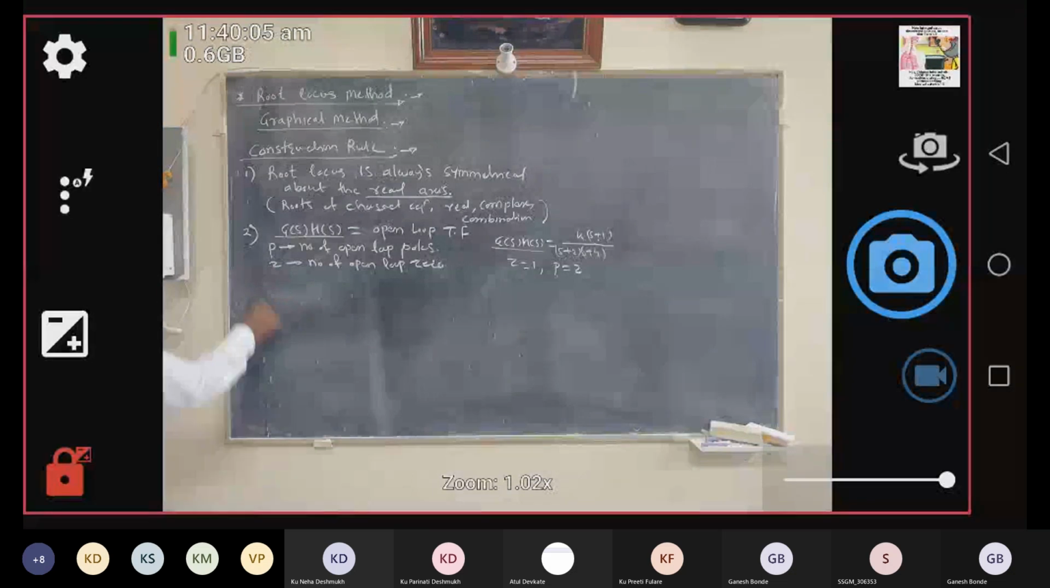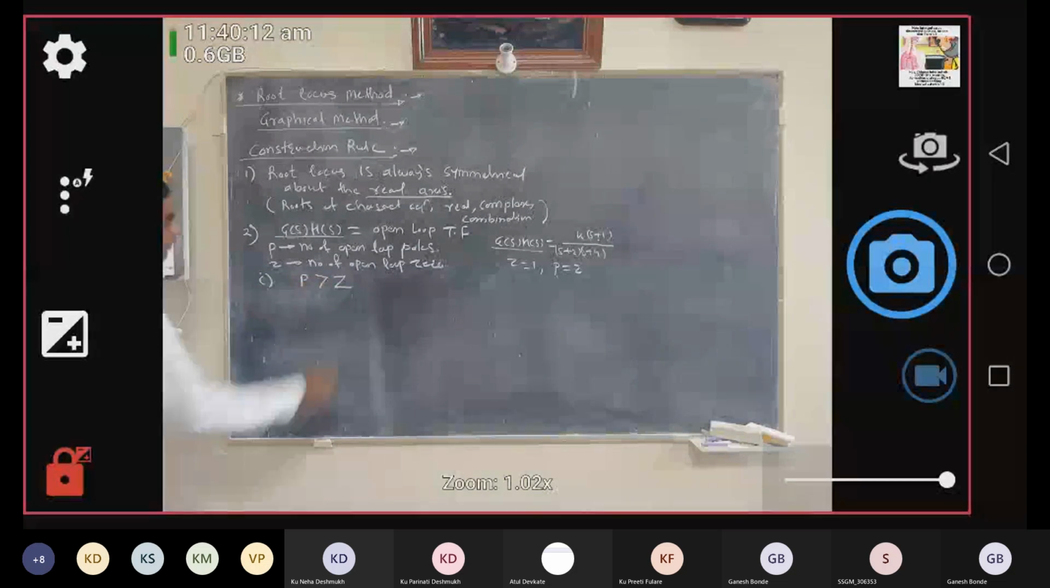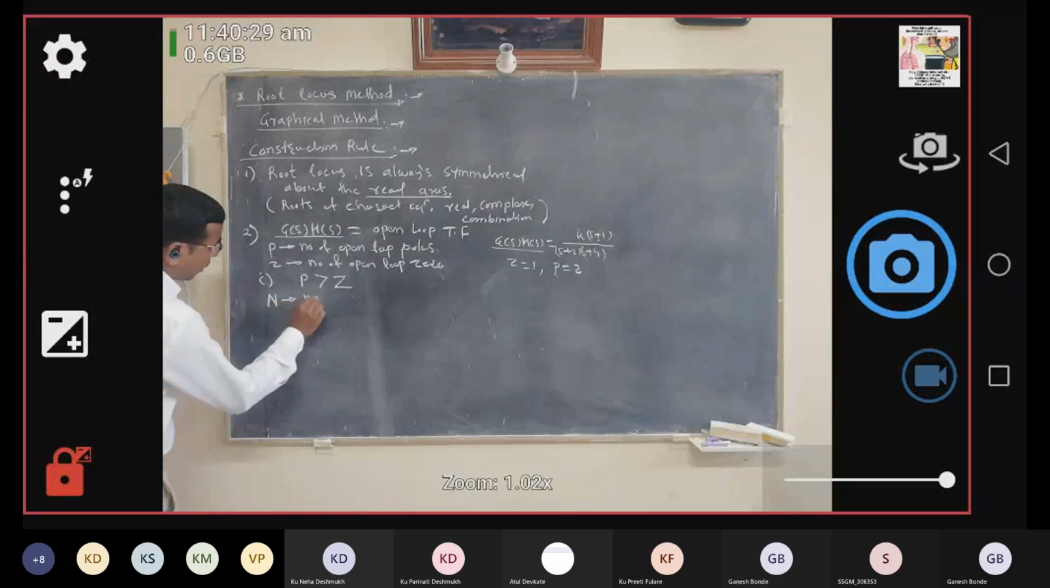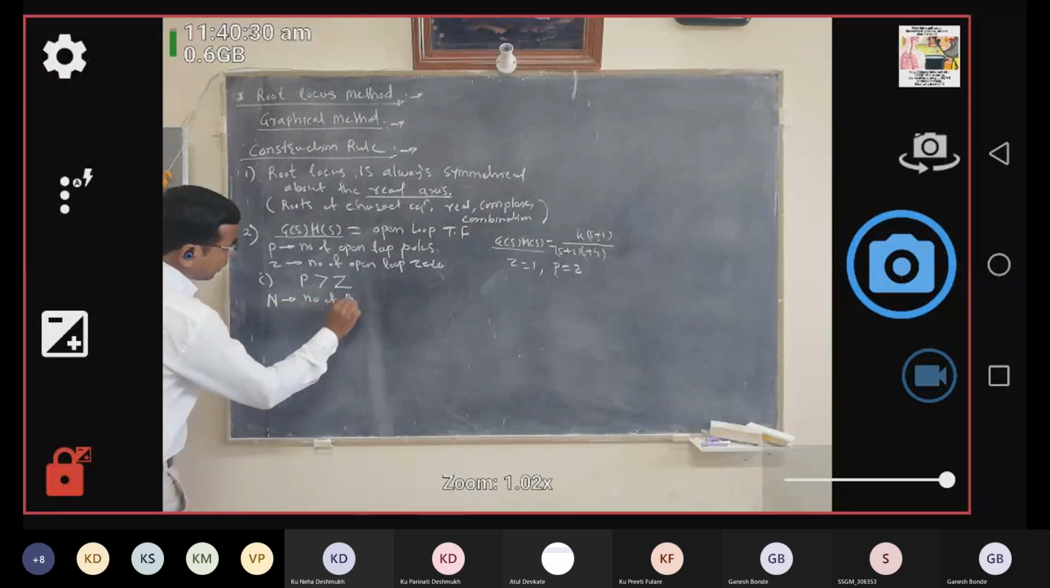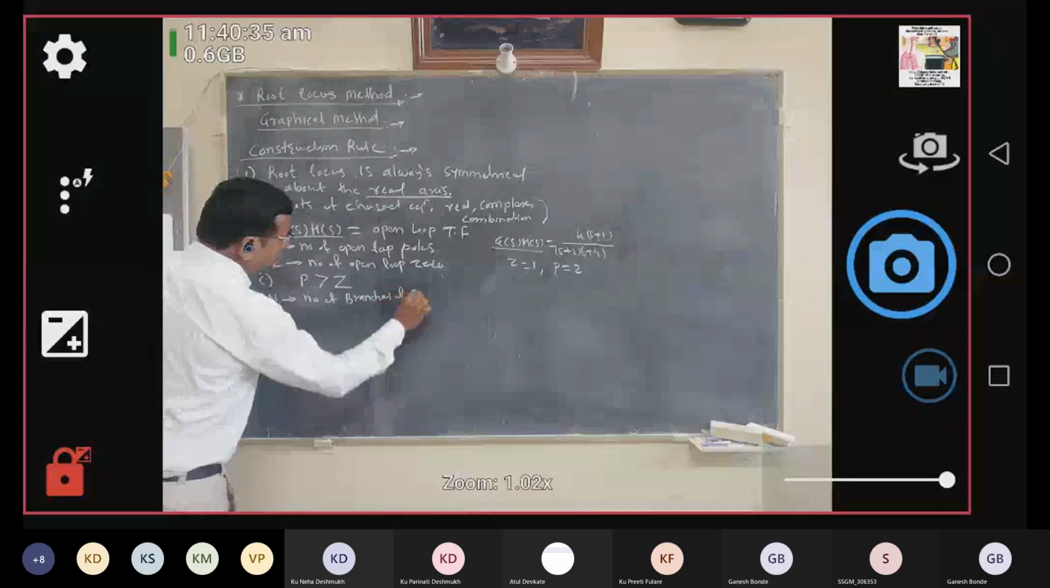First, we discuss the case when the number of poles is greater than the number of zeros. In this case, we have to find the number of branches of the root locus, where capital N indicates the number of root locus branches.